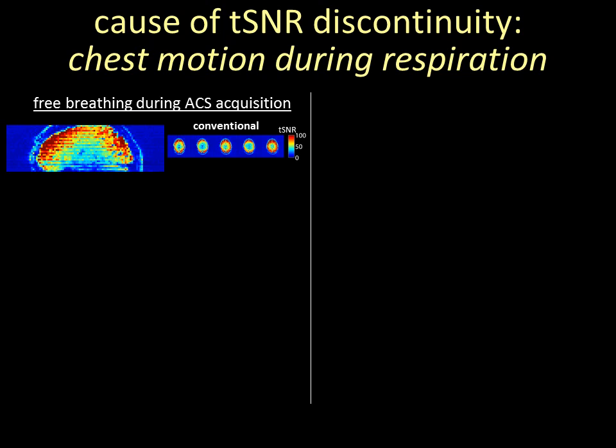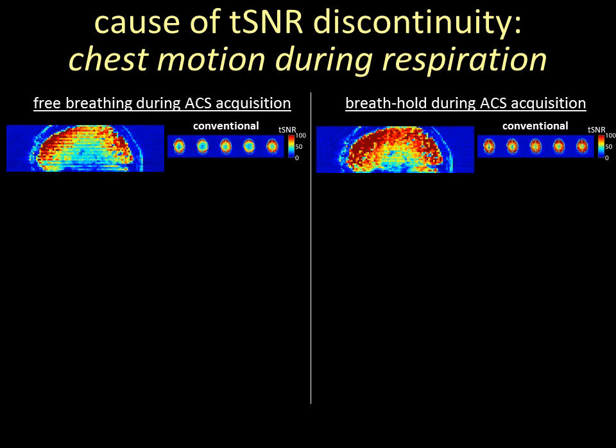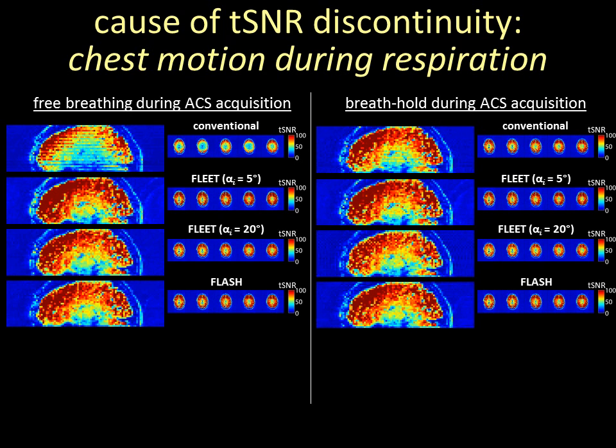So in order to understand the source of discontinuous TSNR across slices, we performed an experiment in which we first asked subjects to free breathe during the ACS acquisition, and when using conventional multishot ACS, we again see strong TSNR discontinuity across slices. However, when we asked subjects to perform a breath hold during the conventional multishot EPI ACS, we saw that this discontinuous TSNR across slices was removed. In either case, we saw smooth TSNR across slices when using FLEET ACS. What this means is that if we want to remove this discontinuous TSNR across slices, one can either ask subjects to perform a breath hold during the conventional multishot EPI ACS or use FLEET.